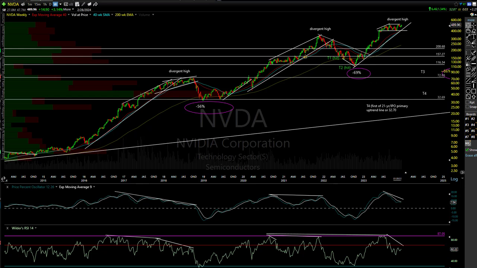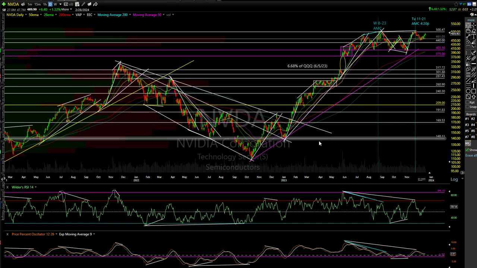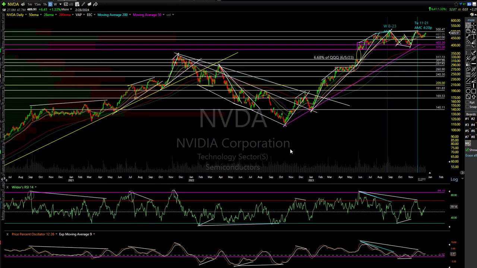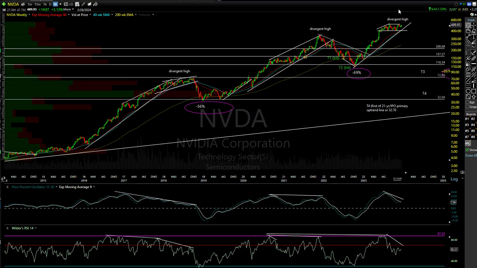But so what happened? We hit T1, we bounced. We hit T2 almost to the button right there. And at the time there was divergence. There were reasons to go long on the daily chart right here. When T2 was hit, big positive divergence you can see, and the stock bounced, as it often does. The bounce has been very impressive, no doubt. It's taken us to new highs, but all that's done is put in a new divergent high.